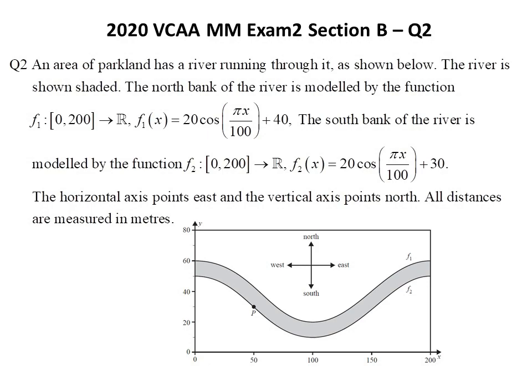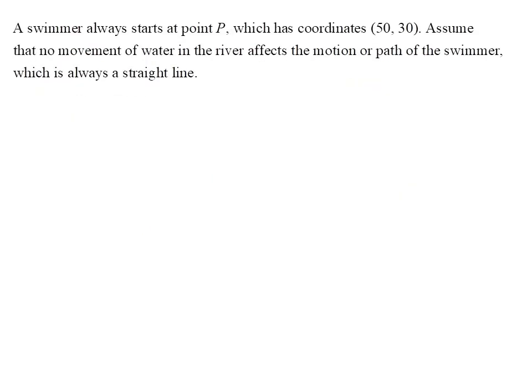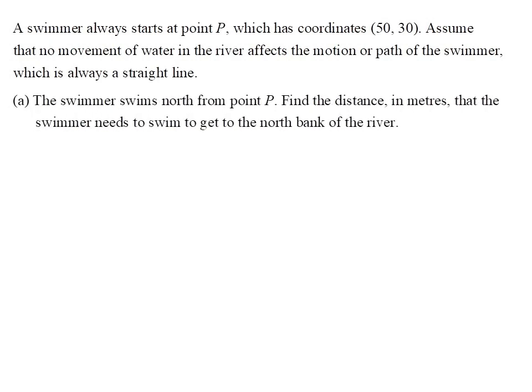The domain of both functions is over the closed interval from 0 to 200. The horizontal axis points east and the vertical axis points north. All distances are measured in meters. A swimmer always starts at point P, which has coordinates 50, 30. Assume that no movement of water in the river affects the motion or path of the swimmer, which is always a straight line. There are 6 parts in this question.